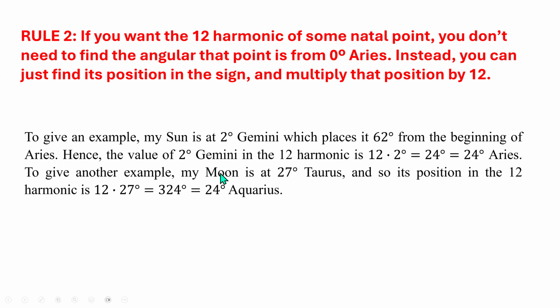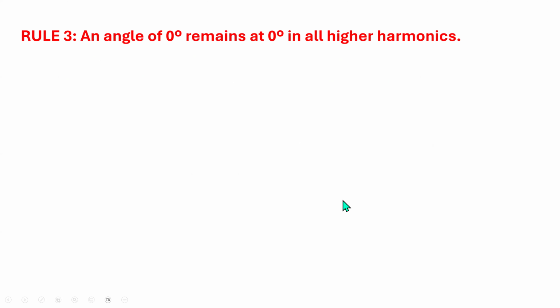Okay, to give another example, this is essentially what we just did, but we'll compute it in a different way. My moon is at 27 degrees Taurus, and so as a shortcut to get its position in the 12th harmonic, I just multiply 12 times 27 degrees. That gives me back 324 degrees, which is 24 degrees Aquarius. When you can use this shortcut, it's easier anytime you're dealing with the 12th harmonic because you don't need to mess with finding things modulo 360 degrees. These products will always be less than 360 degrees, or at least less than or equal to.